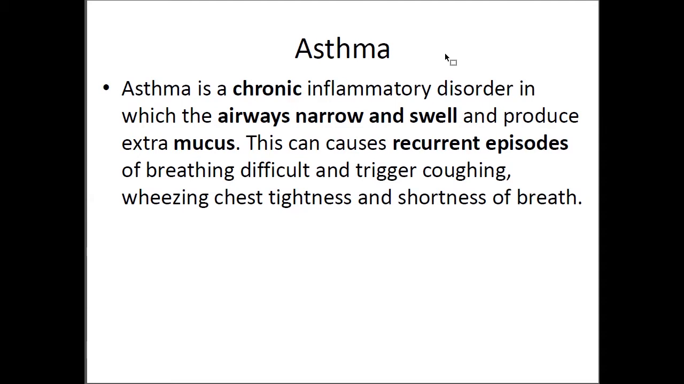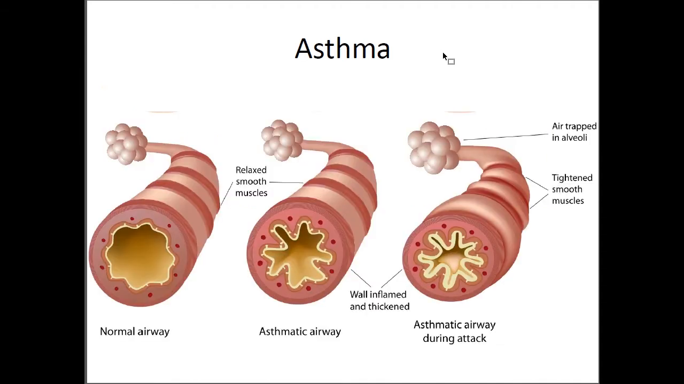So asthma is a chronic inflammation illness. It blocks the airway. But asthma is different from chronic bronchitis. Chronic bronchitis has seasonal reactions and chronic symptoms. But asthma is a sudden attack. It's not especially seasonal. So the picture here is pretty similar to chronic bronchitis.